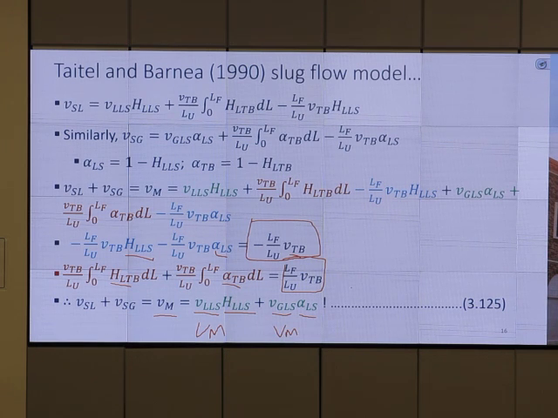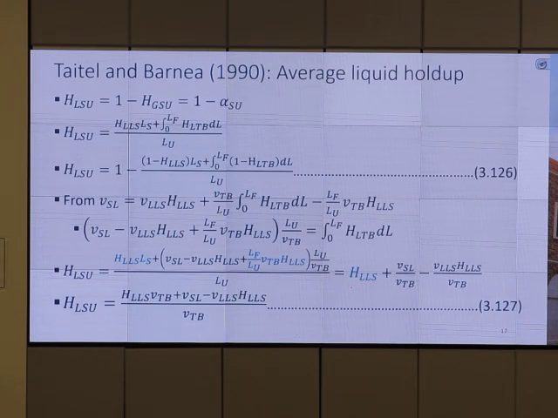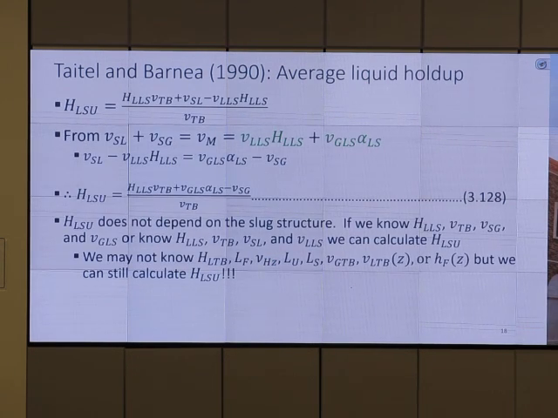Alright, so the point to show you actually is this. We will calculate slug unit holdup, do some derivation, and at the end, I want to show you, so that is 3.128, that slug unit holdup does not depend on the slug structure. Okay? We don't need to know film height at every location. We don't need to know that.